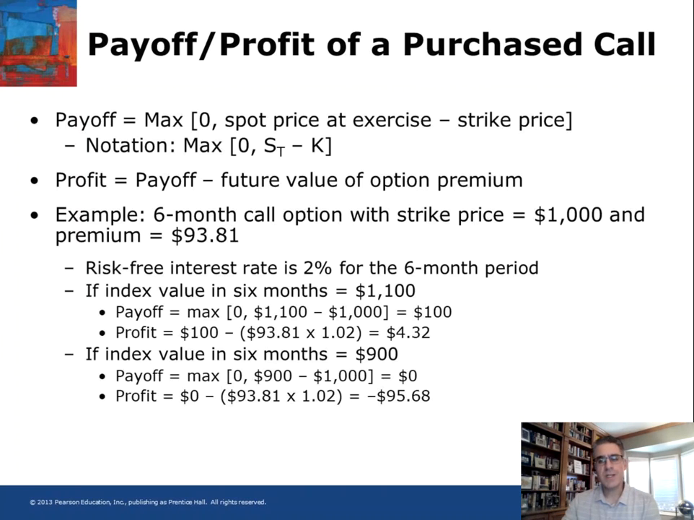If the index value is instead 900 after 6 months, then the option is out of the money and will not be exercised. There is no payoff, and the buyer's profit is the payoff of 0 less the interest-adjusted premium, which results in a profit of negative $95.68. A negative profit is a loss, so the buyer has lost this $95.68.